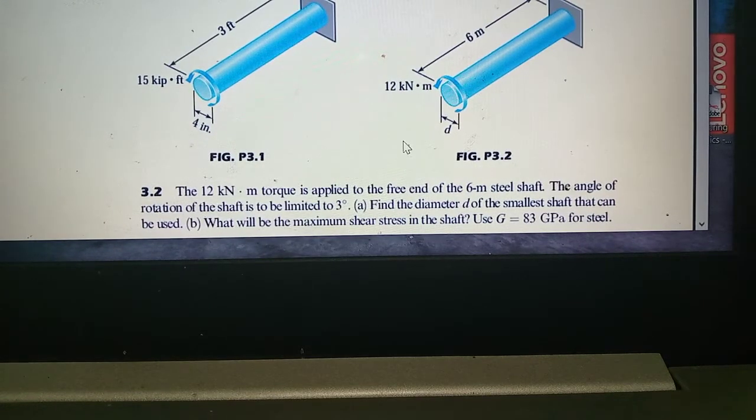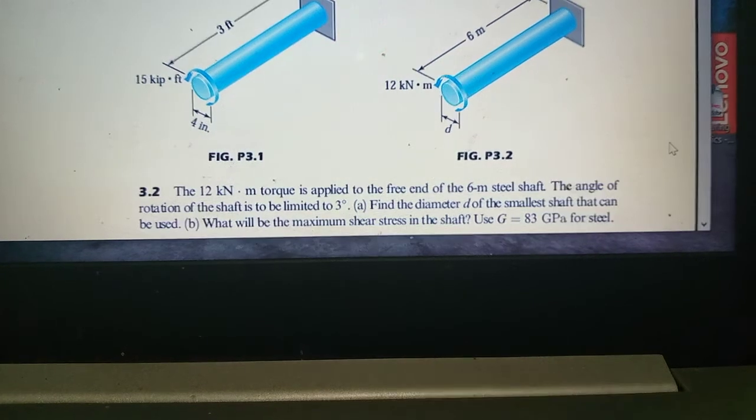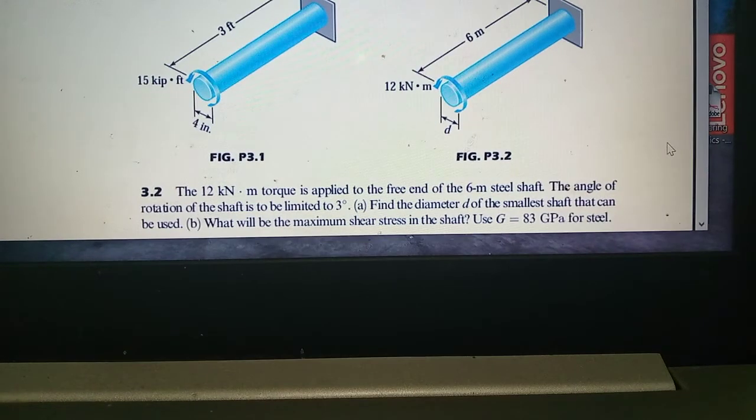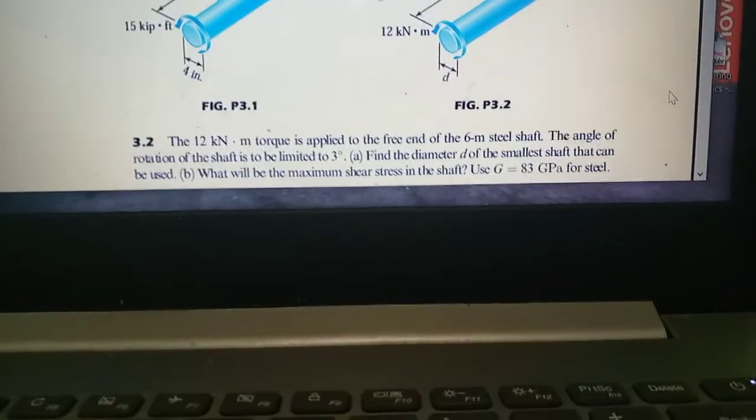Okay, so let's read the problem. The 12 kilonewton meter torque is applied to the free end of the 6 meter steel shaft. The angle of rotation of the shaft is to be limited to 3 degrees. So we find A, the diameter D of the smallest shaft that can be used, and B, what will be the maximum shear stress in the shaft. Use G, or the modulus of rigidity, equal to 83 gigapascal for steel. So without so much ado, we will have the example.